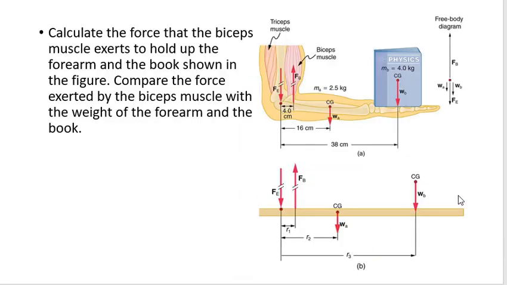Okay, next problem we have here. Calculate the force that the biceps muscle exerts to hold up the forearm and the book shown in the figure. Compare the force exerted by the biceps muscle with the weight of the forearm and the book.